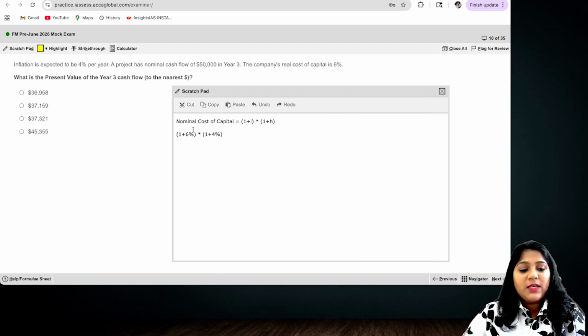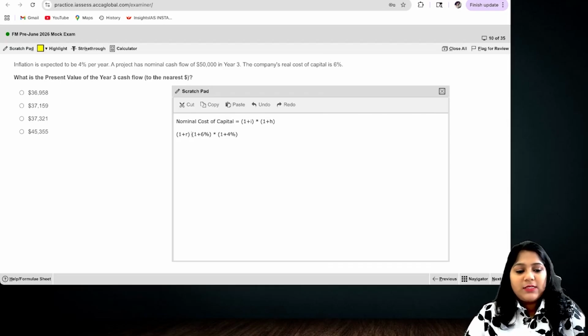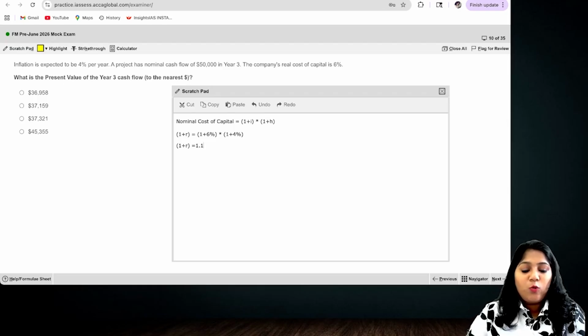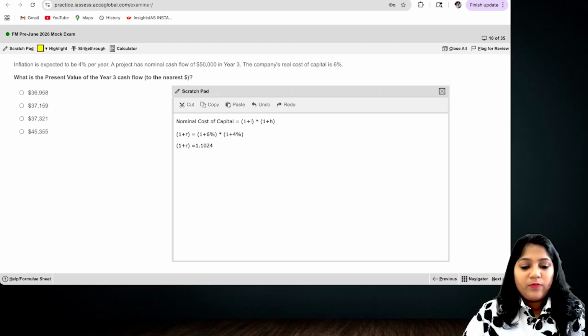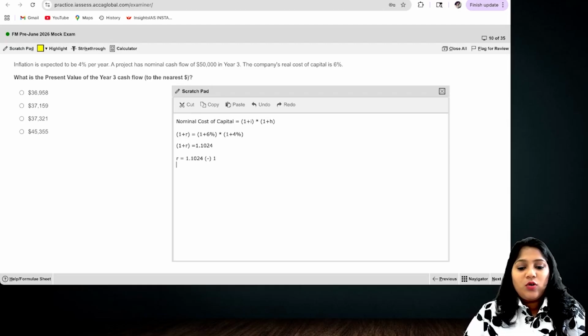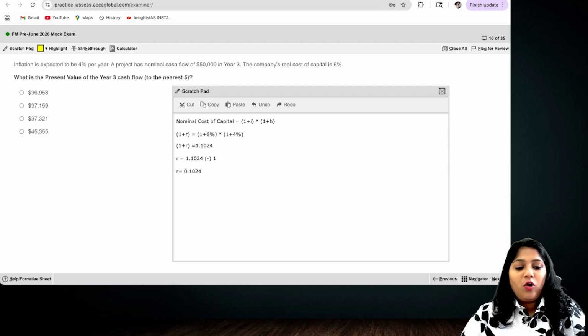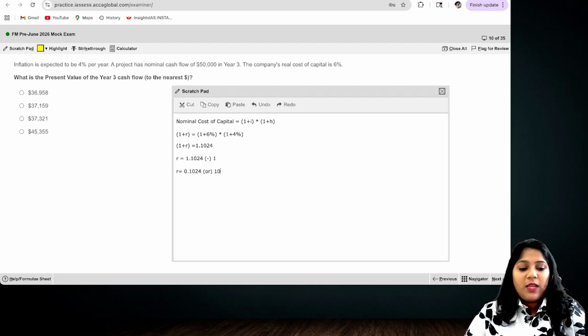Ma'am, why are we minusing, guys? It's 1 plus R is equal to, so when you take the values, it is going to be 1 plus R is equal to 1.1024. This is the answer you would have got. Now R is equal to 1.1024 minus 1. So R shall be 0.1024, or it is also converted to 10.24%.